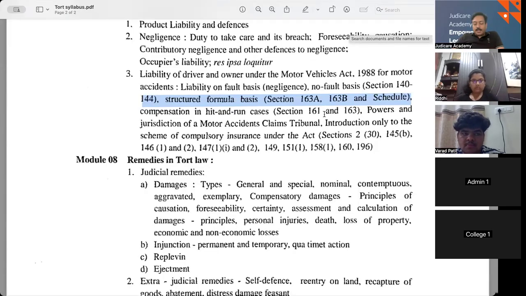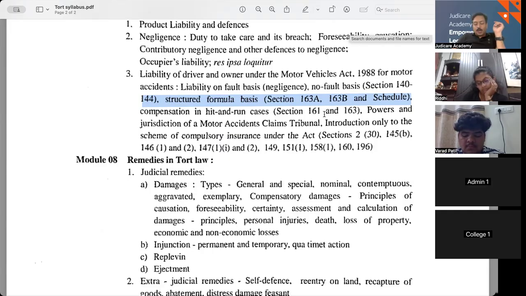Or a condition excluding driving by a named person or by any person who is not duly licensed. So if the vehicle is insured and it is being run by somebody who is not licensed, or by any person who has been disqualified for holding a license, in that case, if you're giving your vehicle in the hands of such people, the insurance company is not going to pay for you.